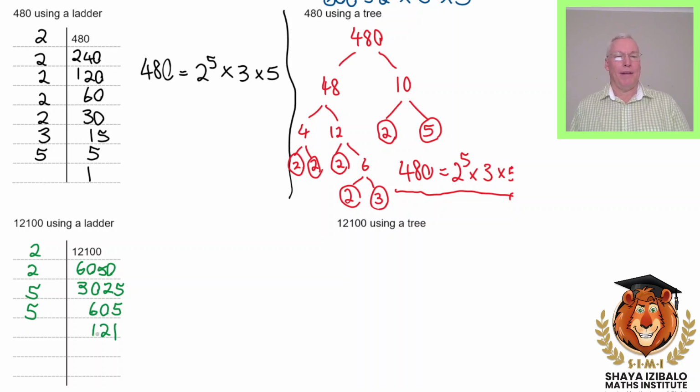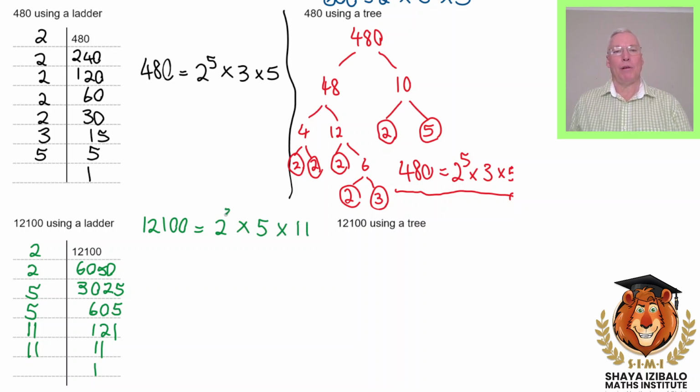Now 5 doesn't divide into there, nor does 7. The next prime number after 7 is 11. If we know our times tables, we'll know that 11 divides into 121 11 times, and obviously 11 divides into itself once. So the prime factorization of 12,100 can be written as 2 2's multiplied together, 2 5's multiplied together, and 2 11's multiplied together. Now remember, 2 2's multiplied together is 2 squared, 5 squared, 11 squared.